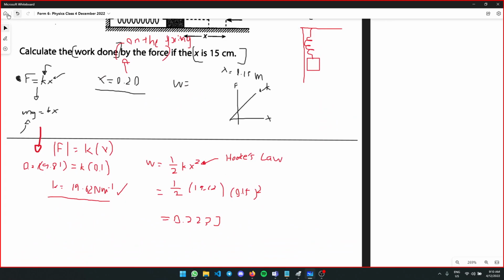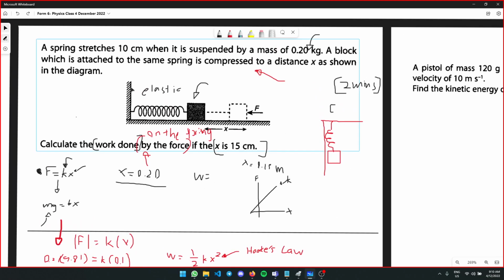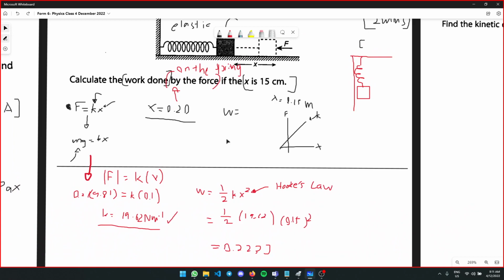Here, how much is it moving? Only 15 cm. Just now we used the tension to find the k. Using the F we can change to W, because they only ask for work done. Because for work done, you only need two things: the spring constant and the displacement.